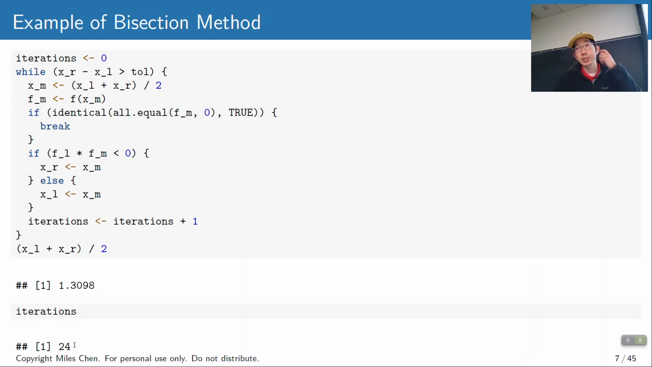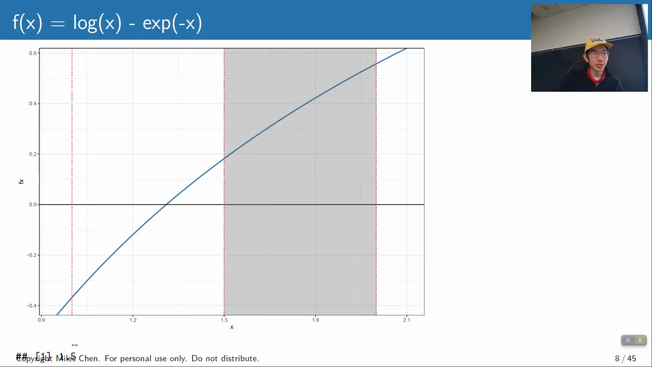It took us 24 iterations to get to this, okay? So if you recall Wednesday's lecture, I think it took about 19 iterations for fixed point iteration. It took about 4 or 5 iterations for Newton-Raphson method. So this one takes a few more iterations, but again, it runs very quickly anyway. But yes, it does take more iterations.